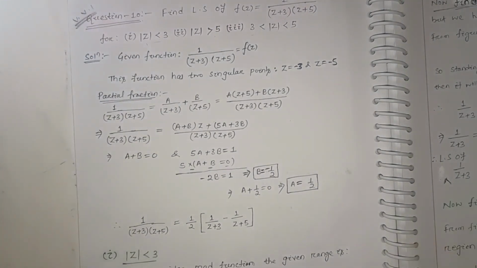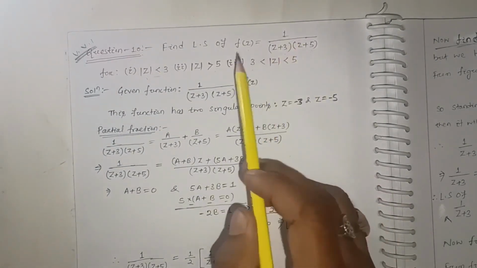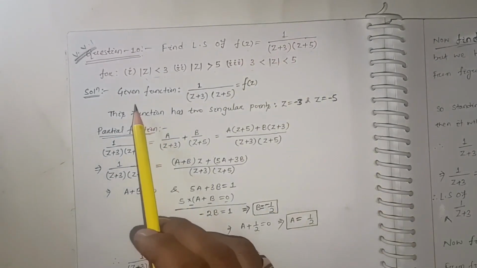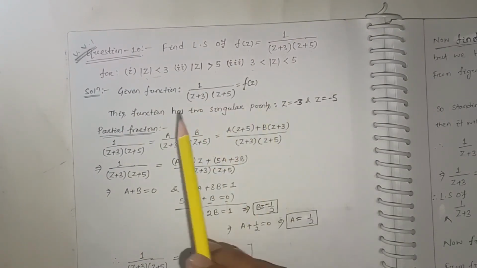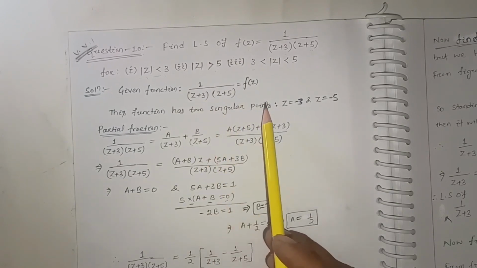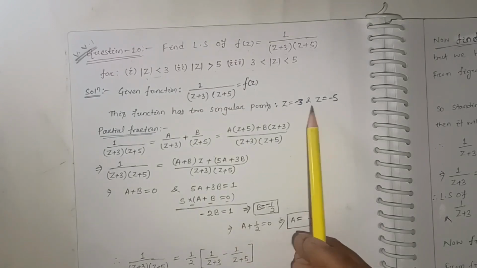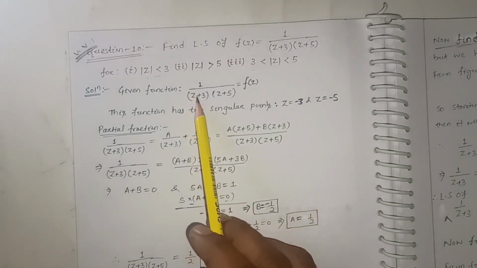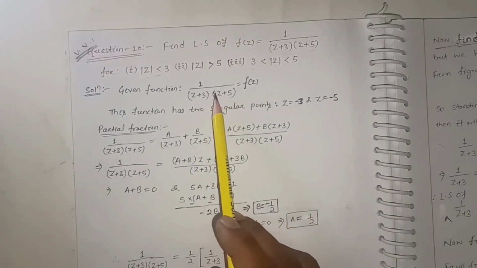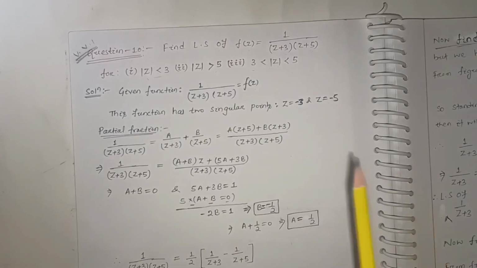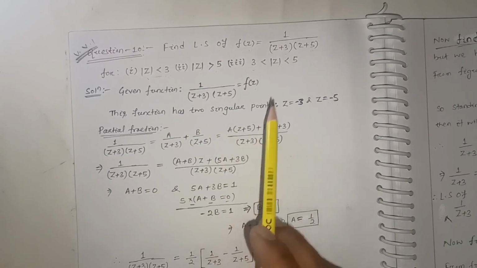Before we find the Laurent series of this function, first we are going to do its partial fraction. The given function is f(z) = 1/((z+3)(z+5)). Considering this function, clearly the singular points are z = -3 and z = -5. If you put z = -3, this term will be 0 and the function could not be defined. Put z = -5 over here, and the denominator will be 0 and the function could not be determined. So these 2 points, -3 and -5, are the singular points of this function.